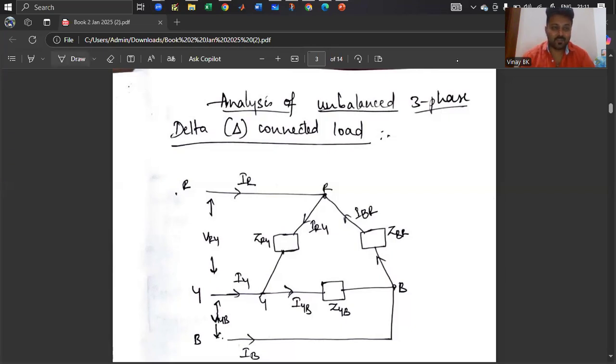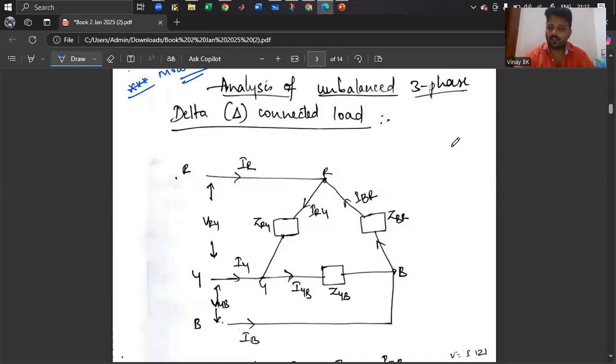So in this video, let us discuss the analysis of unbalanced three-phase delta connected load. It is important; they may ask it in the examination from module FI8, so you just have to know it because it is very important. So, analysis of unbalanced three-phase delta connected load.